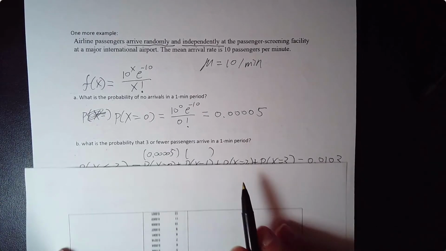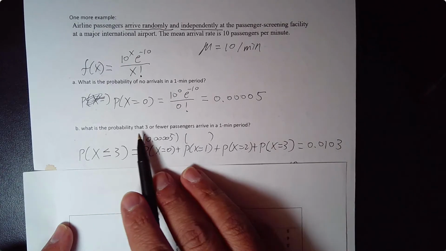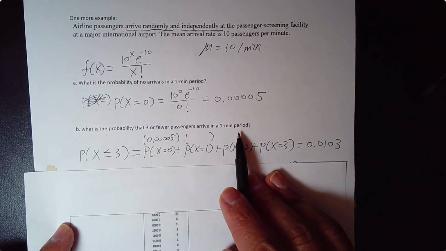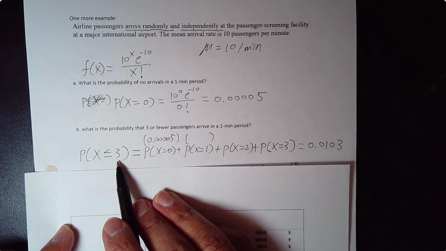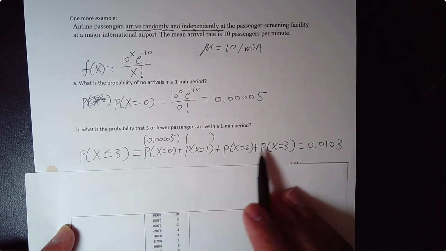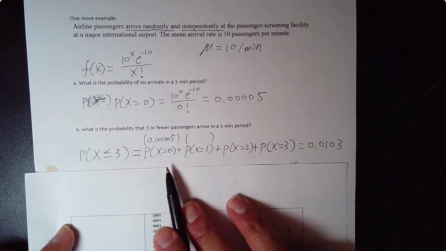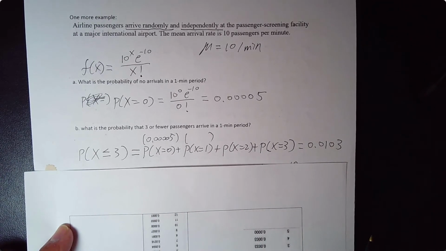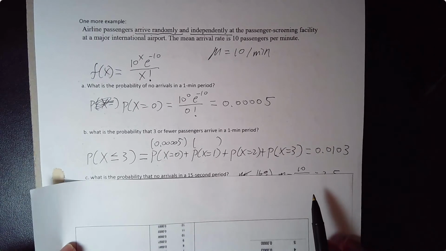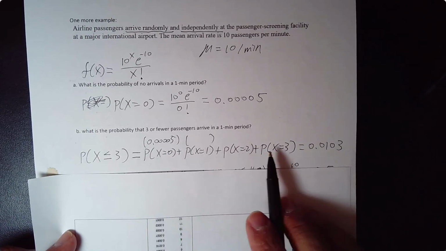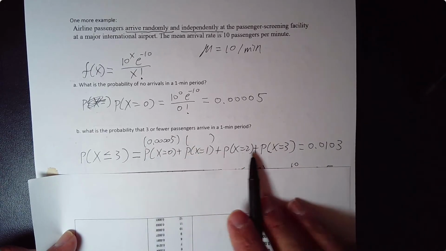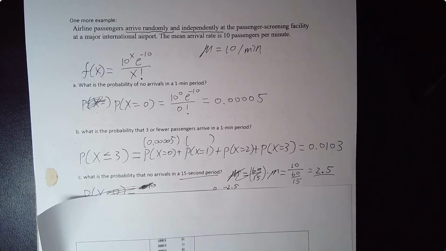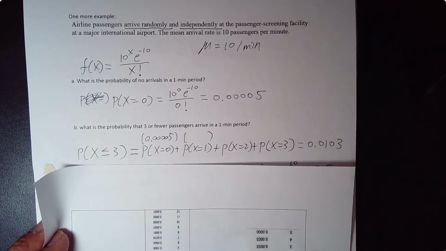Okay, next. Now, what's the probability that there are 3 or fewer? This is a little trickier because I need the probability of x less than or equal to 3, so I need all of these: 0, 1, 2, 3. These 4 values, and the first will be 0.0103. I will need to calculate each of these independently and add up the numbers. So let you try that on your own.